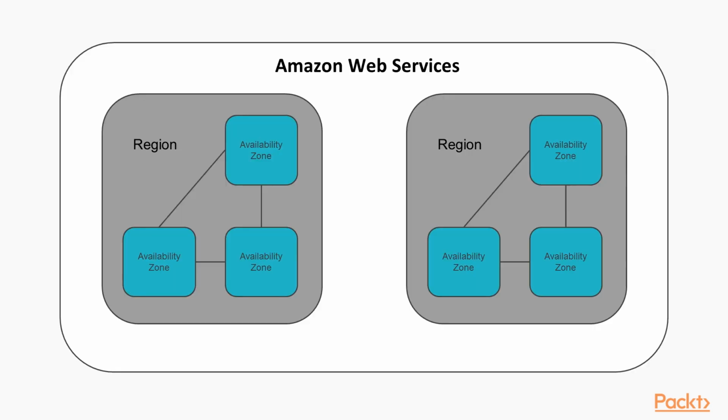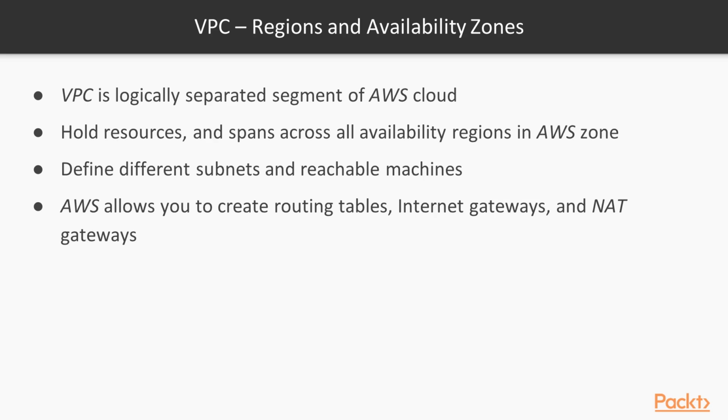Now that we understand how AWS works from the geographical perspective, let's dig deeper into what a VPC is in terms of regions and availability zones. A VPC is a logically separated segment of the AWS cloud that is private to the user. It can hold resources and spans across all the availability zones in an AWS region. We can define different subnets and define which machines are reachable from the Internet. AWS allows you to create routing tables, Internet gateways, and NAT gateways among other common networking resources that enable the user to build anything that they can build in a physical data center.